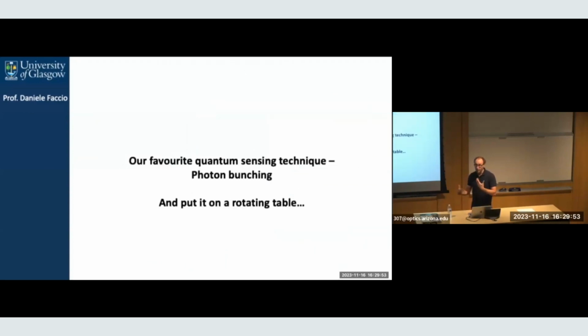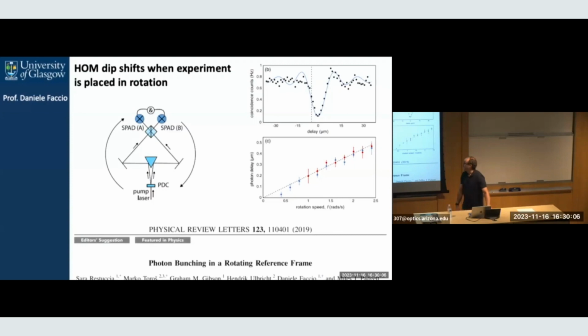Okay, so then we took this sensing technique, called Hong-Ou-Mandel after the three researchers who first introduced the technique, and we put this on a rotating table. The schematic is relatively simple, but getting this right was a bit harder. Basically what you're seeing there is the measurement of the Hong-Ou-Mandel dip. We're scanning a delay, and then we put the table in rotation, and basically what we see is that the dip simply shifts. So you're shifting the time at which the photon bunching occurs.